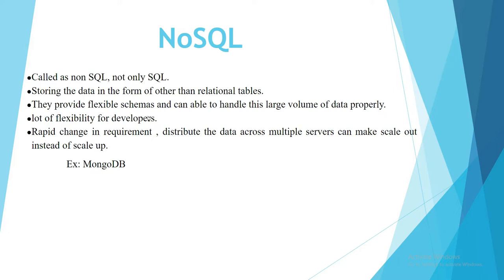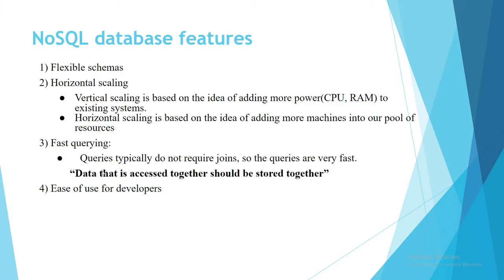When there is a rapid change in the requirements, or if you are trying to scale out your databases, then you can go for NoSQL. The best example for a scale-out database is MongoDB. These are the features of NoSQL. One is flexible schema. If there are requirements which need to change frequently, then a fixed schema won't solve our problem. At that time, we can go for flexible schemas. That is the best feature of NoSQL.